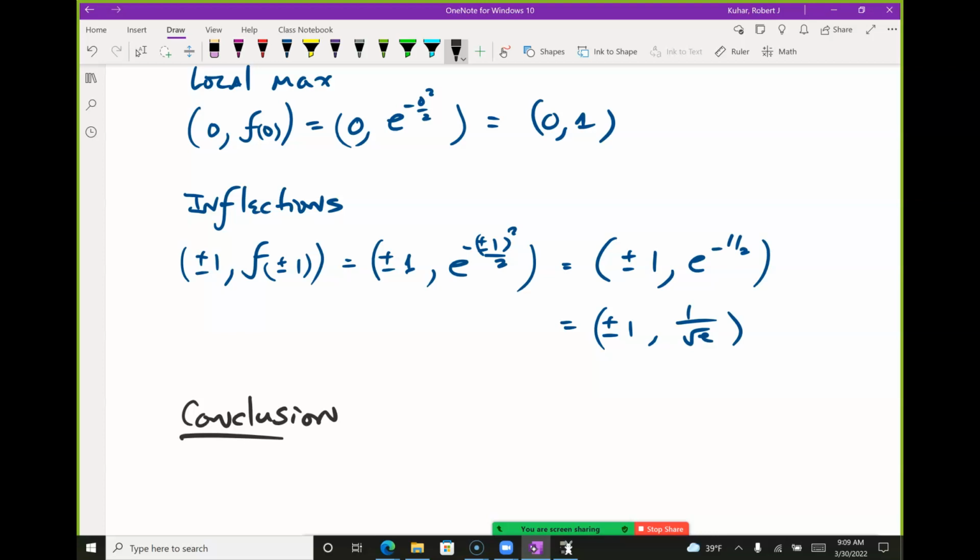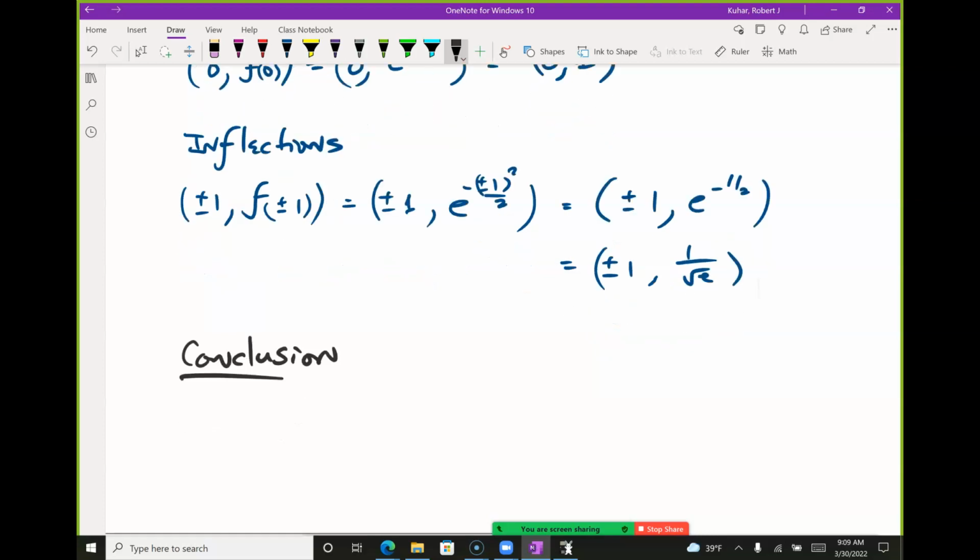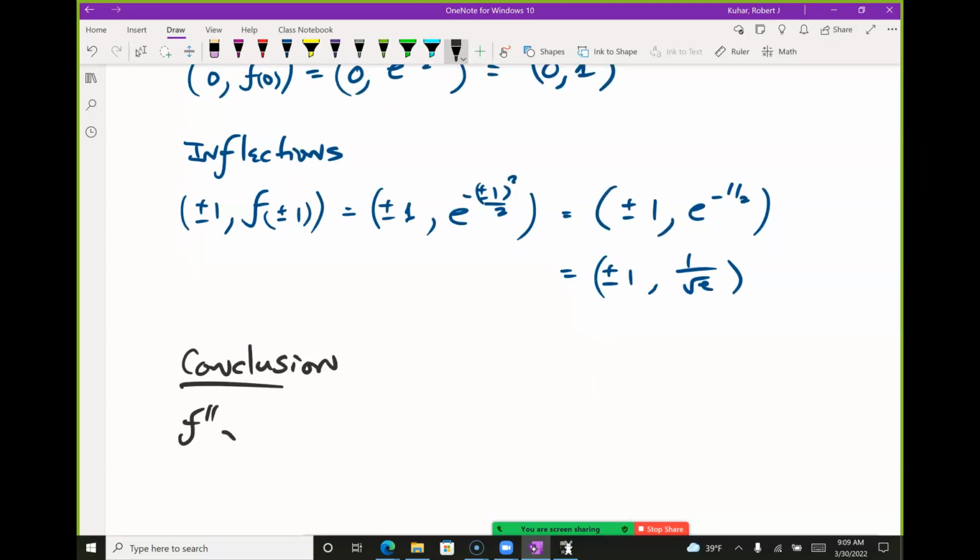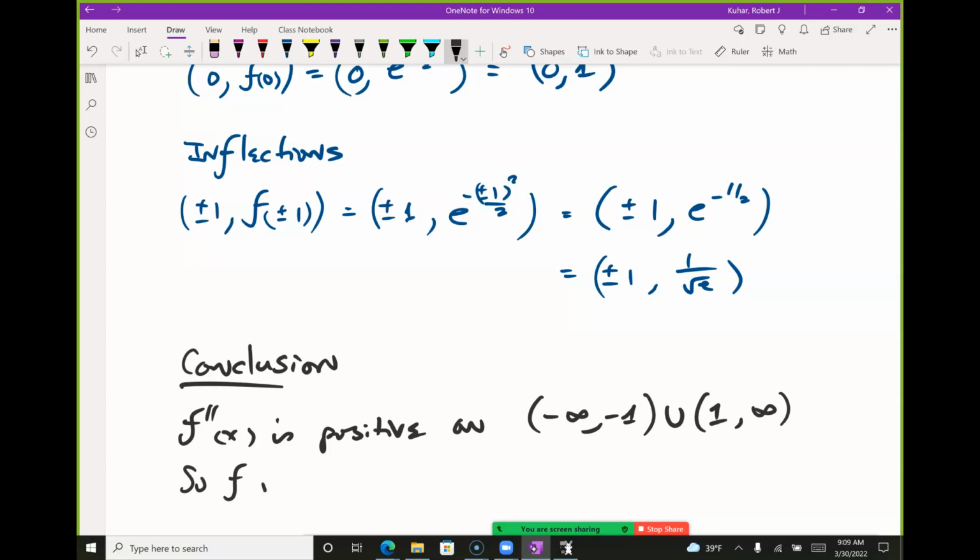Right, I've done all the work. I have the evidence. I know I'm right. I just want to make a nice conclusion here of what the second derivative test is telling me about the original function. F double prime of x is positive on minus infinity to negative 1 union 1 to infinity. So f is concave up on that same interval.